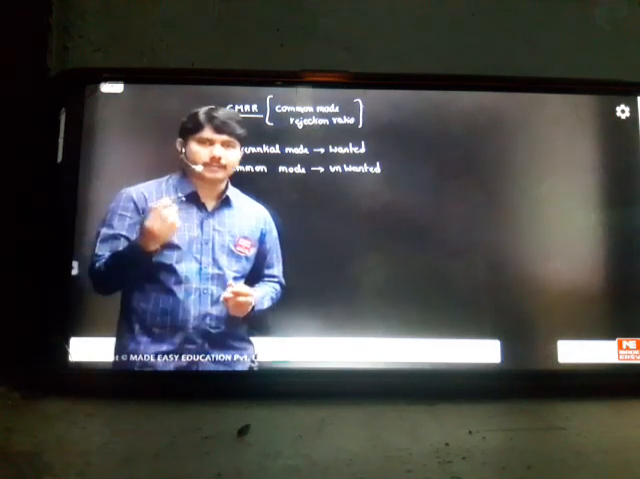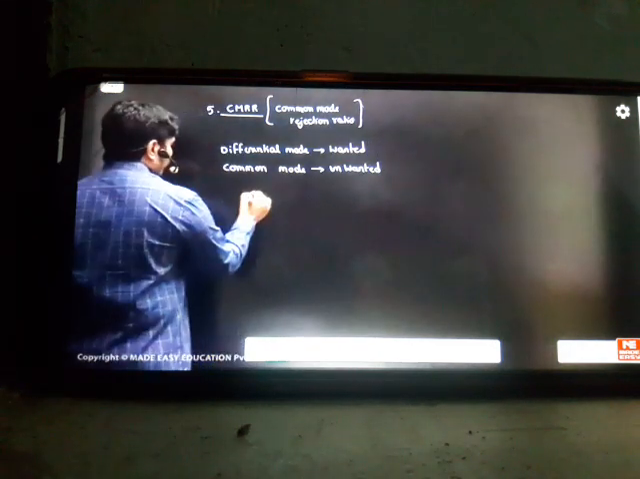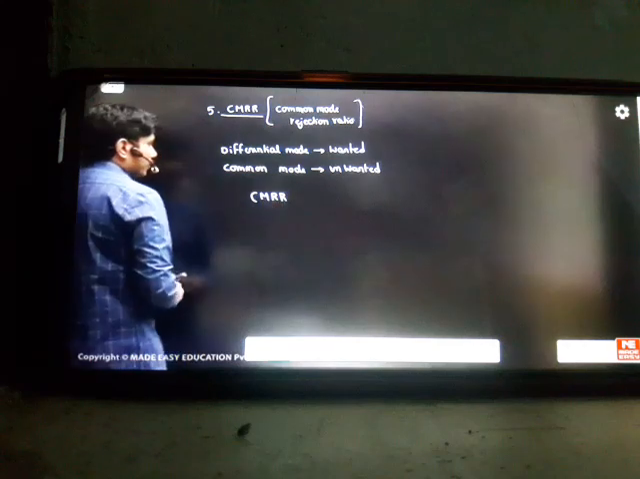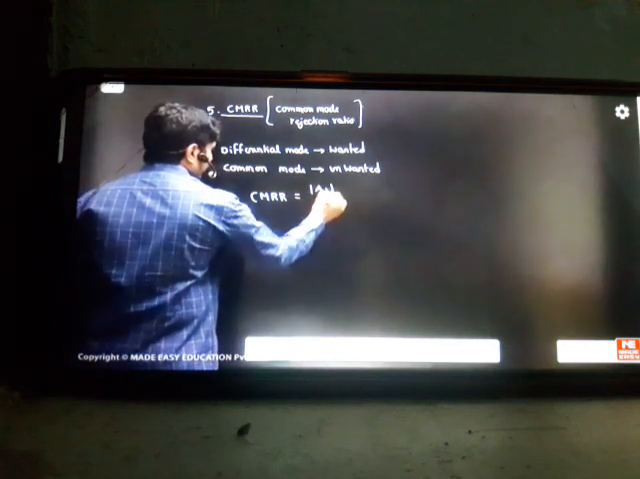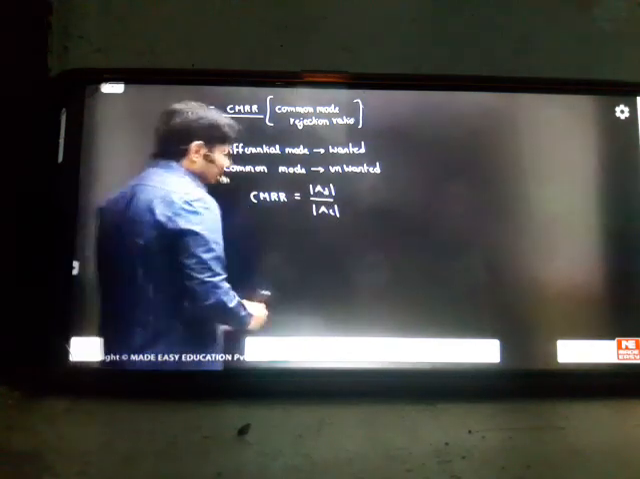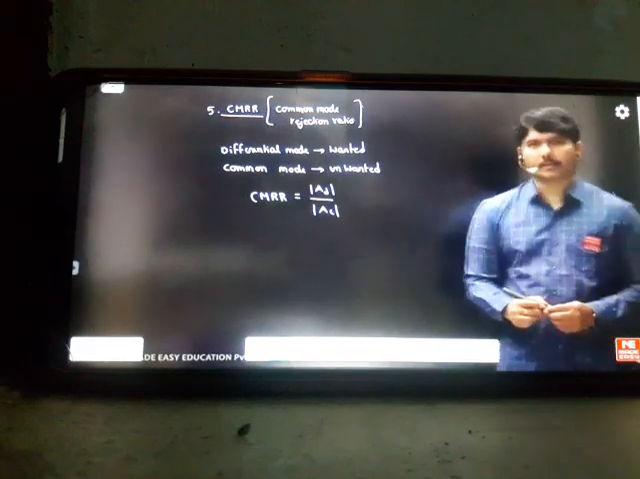Differential I want, common mode I don't want. So you have to reject the common mode, the unwanted thing. So how much the differential amplifier, how much it is rejecting the common mode, if I want to know, it has a definition of AD by AC. So CMRR is measured with this ratio, AD by AC.